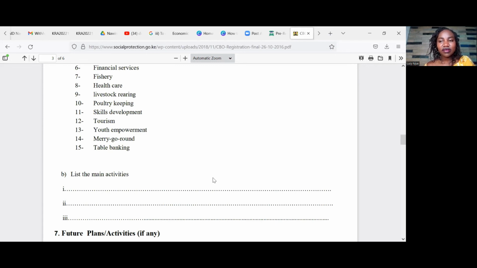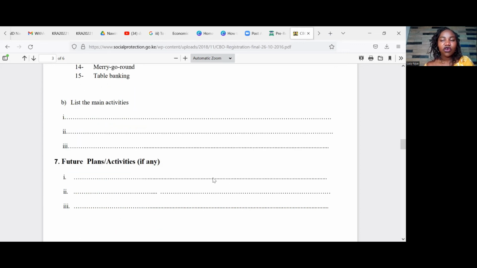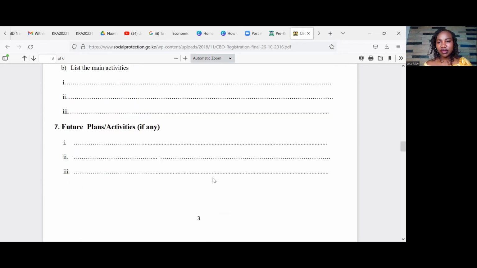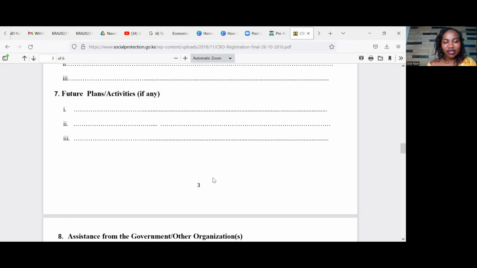So this is why it is important to have thought through exactly what you intend to do and then your future plan. So you may say, these are my activities right now. Maybe right now we are just starting by training, empowering women or forming support groups. But in future, we want to build maybe a rental building, or you can actually talk about your future plans.